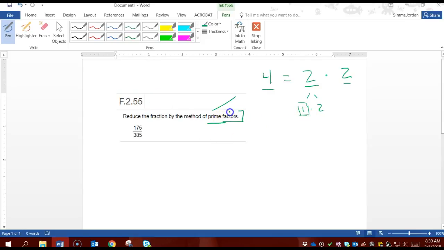Also, factors. Each of these numbers here, 2 and 2, would be considered a factor. Okay? 2 factors or more can multiply to give you a product. So in this example, the factors would be 2, and 4 would be the product. All right, so that's kind of what's happening here with all this stuff.